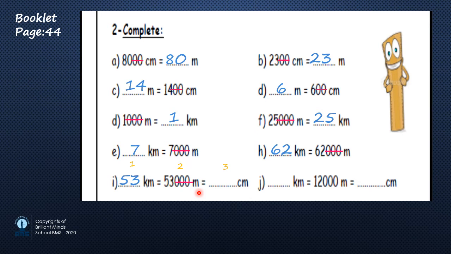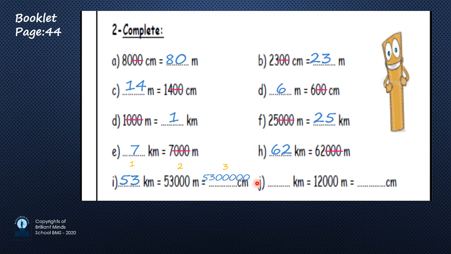Okay, now I will erase the dash I put when I cancel. I still have 53,000 meter equal space centimeter. From meter to centimeter, from big to small. That means I want to getting bigger. So we're gonna multiply. Multiply by what? 100. That means we're gonna drop 2 more zeros. So I already have 3 zeros in the number, plus 2 zeros, so we have 5 zeros. We're gonna drop 5 zeros, then 53 times 1 equal 53.